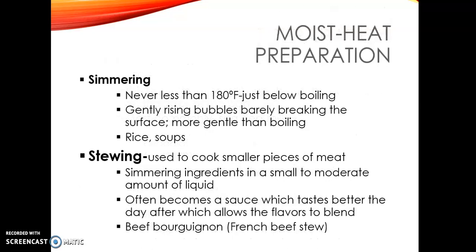So our next moist heat preparation method moving up the heat scale is going to be simmering. And this is going to be never less than 180 degrees Fahrenheit, so just below boiling. What you're looking for with simmering is gentle rising bubbles, barely breaking the surface. So it's more gentle than boiling. They're going to be smaller bubbles, and you usually see them first around the outside and then eventually over the whole surface of the food.